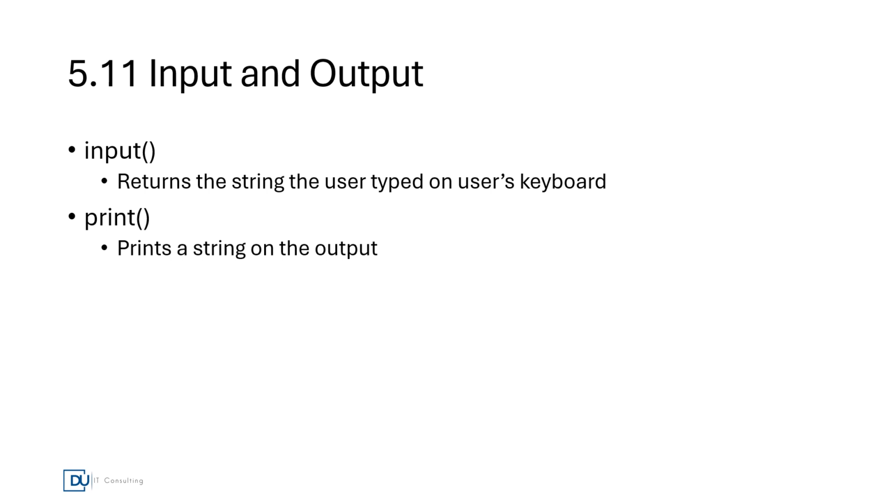The input function collects all the characters the user has typed on the keyboard and returns it when the user presses the enter key. The print function takes in a string from the programmer and displays it on the output.